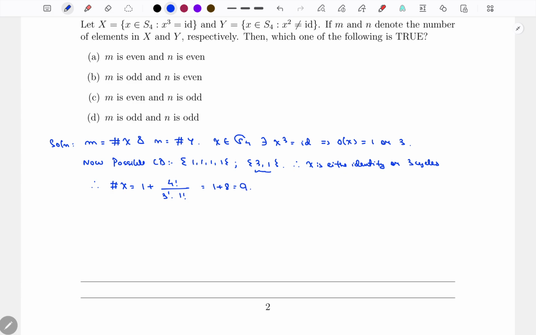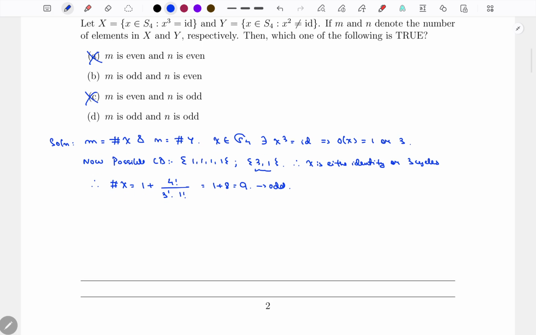So what do you get from here? This is odd, so m has to be odd, so this cancels out and this cancels out. Now about even, where x squared is not equal to identity. What if x squared is equal to identity? So first let us analyze that.